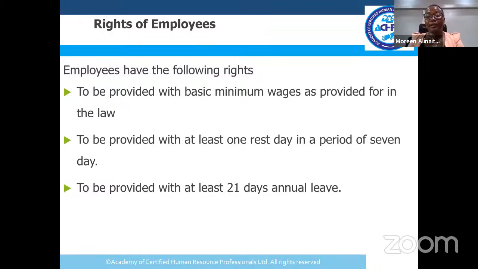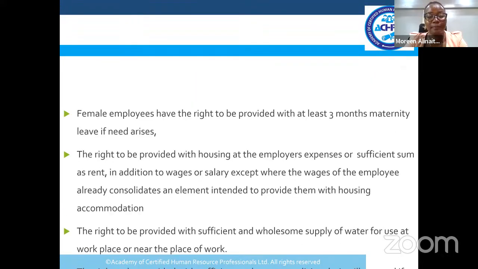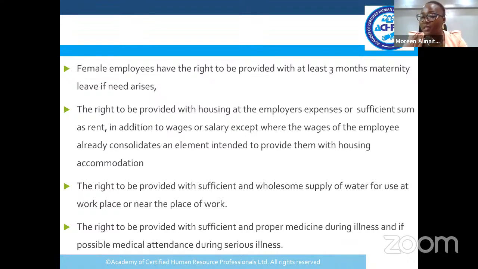Now, the employee has the following rights: to be provided with a basic minimum wage as provided under the law, to be provided with at least 1 day rest in a period of 7 days, to be provided with at least 21 days annual leave. These are now the rights of an employee. Female employees, you now know why I was saying you must state the sex of the employee when you're employing them. Female employees have the right to be provided with at least 3 months maternity leave if need arises. If need arises. 3 months maternity leave.